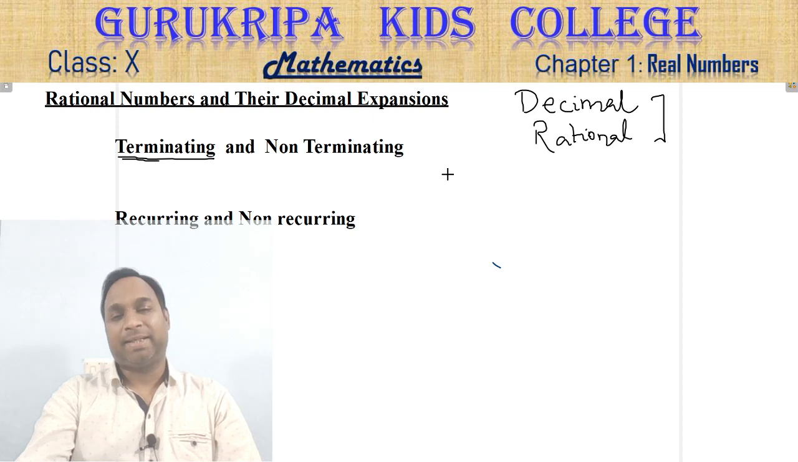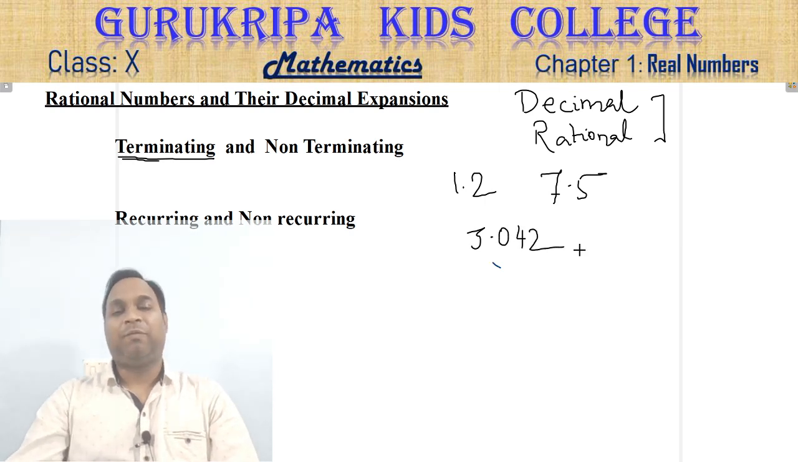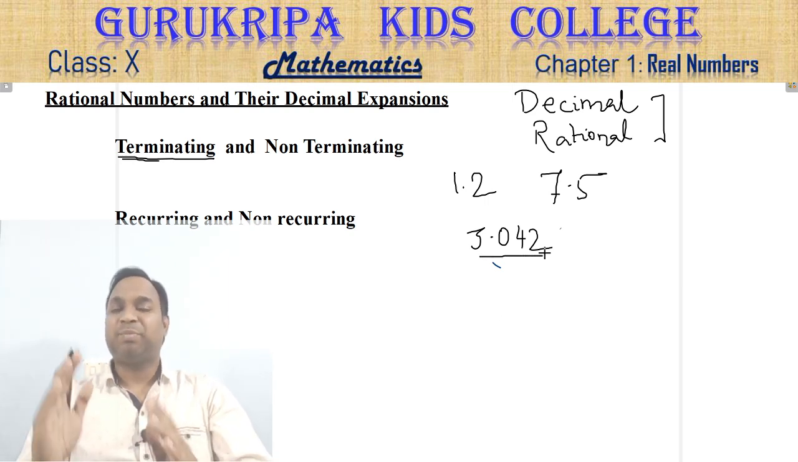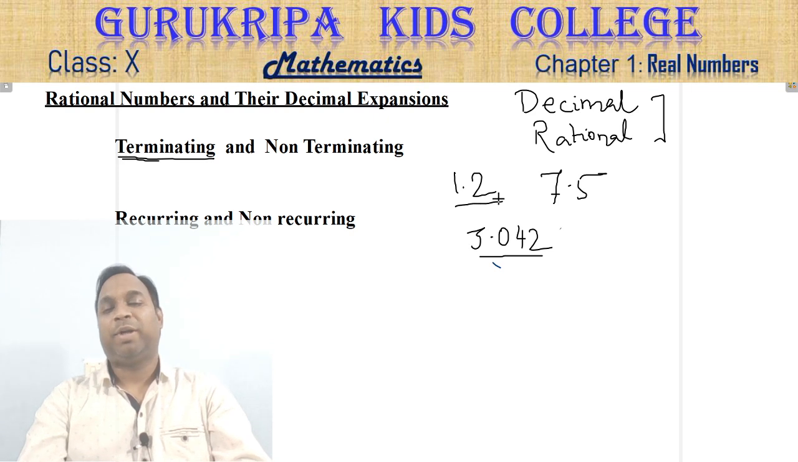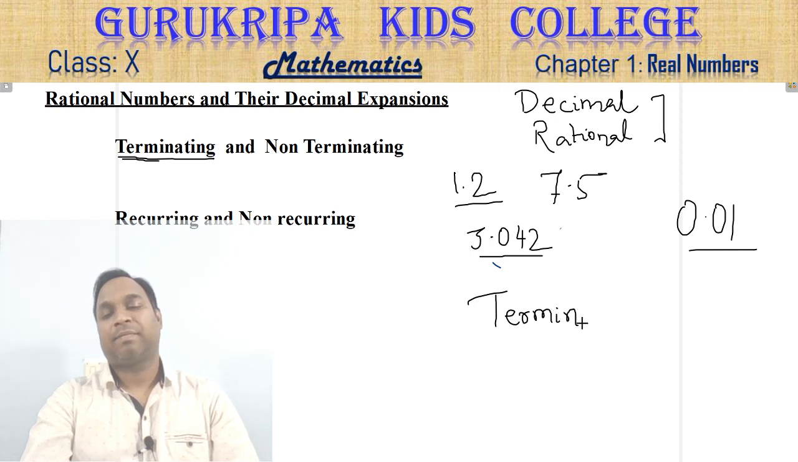A decimal number can be terminating. It can be like 1.2, 7.5, 3.042. The decimal number terminates somewhere. You can say there is 0 after this, but the existence of 0 does not matter. The number will not change whether there is 0 or not. So this number terminates at some place. 3.042 is complete now. 1.2, that's done now. 0.01, after this it is complete now. Such numbers are called terminating decimal numbers.